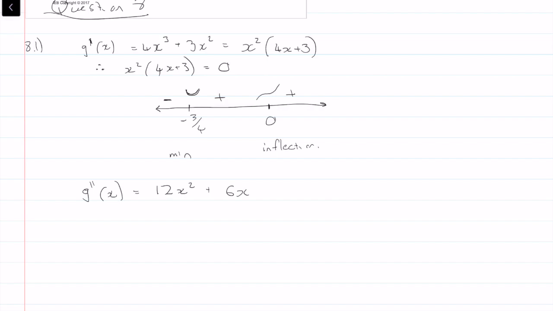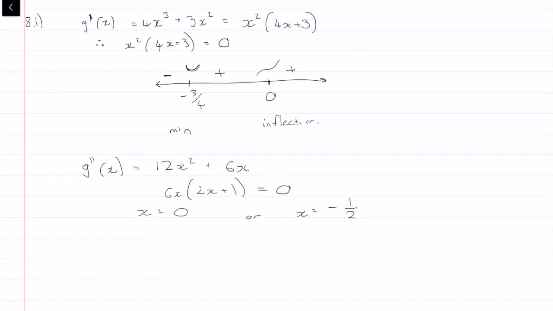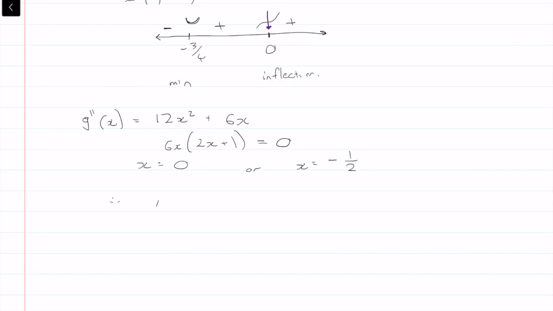If we factorize it, we can take out 6x, and then we're left with 2x plus 1, and we can let that equal to 0. So now we can say that x is equal to 0, or x is equal to what is inside the bracket. We can solve that, and we have minus a half. Now at the point 0, that's this point right here, there is no sign change. So therefore, we can say x is equal to 0 is a stationary point.